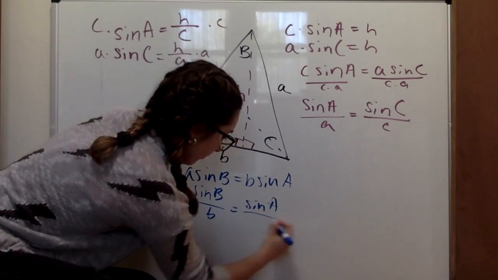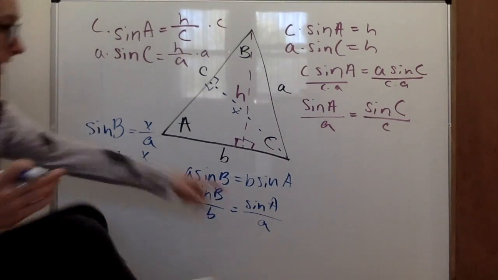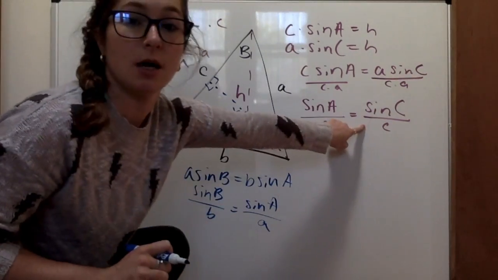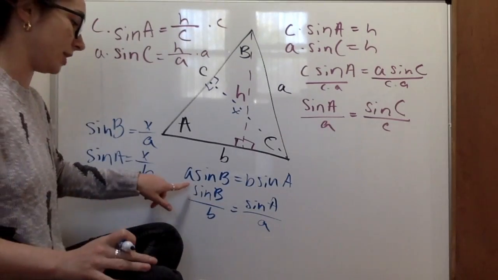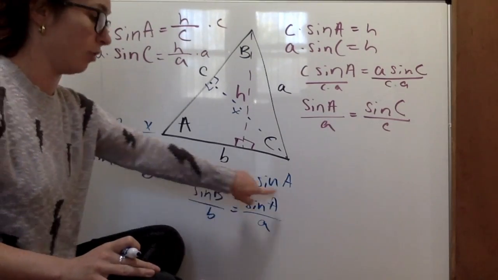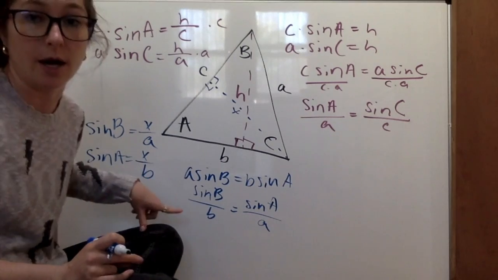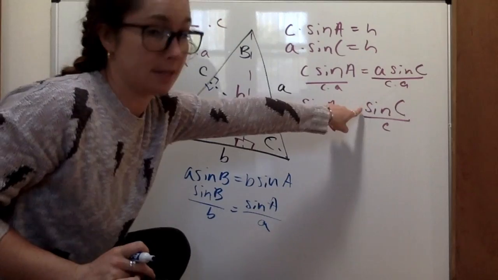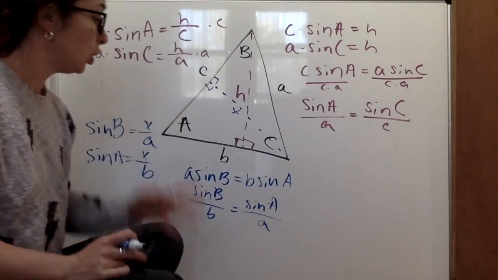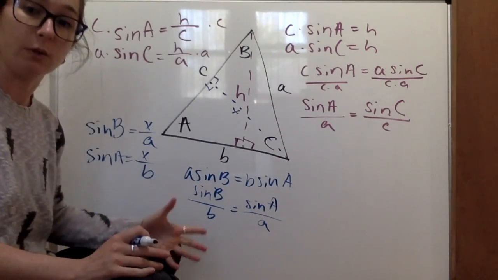of A over a. And I know that sine of A over a is equal to sine of C over c. And then I just showed that sine of B over b is equal to sine of A over a, which means by the transitive property, that sine of B over b has to be equal to sine of C over c as well. So all three of them will be equal to each other.